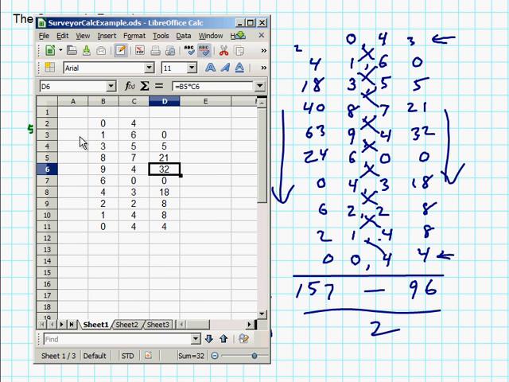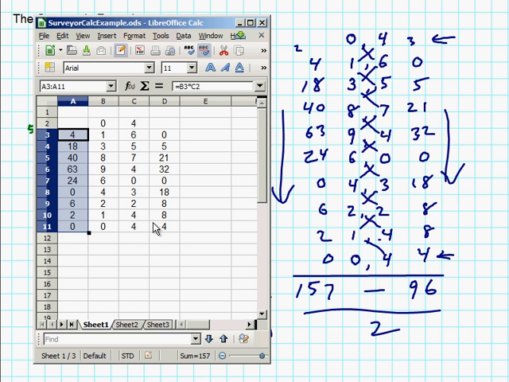Now on this side, I'm going to say equals this number times this number, and enter. 4 times 1 is 4. Take that, pull it down, and there are those products. Just check one. Here's the 63. That's 9 times 7 is 63. 24. 6 times 4 is 24. And so forth.